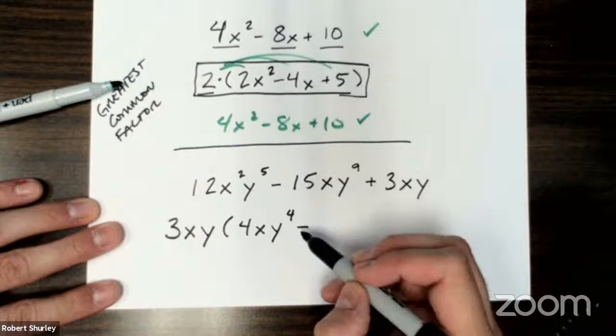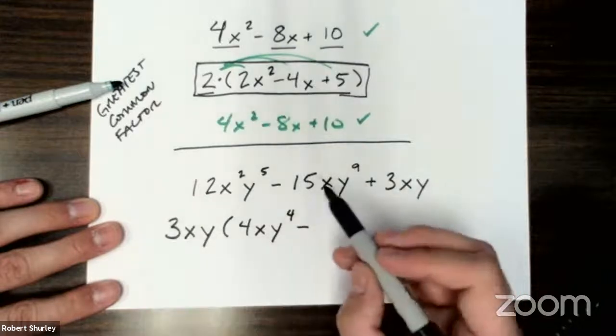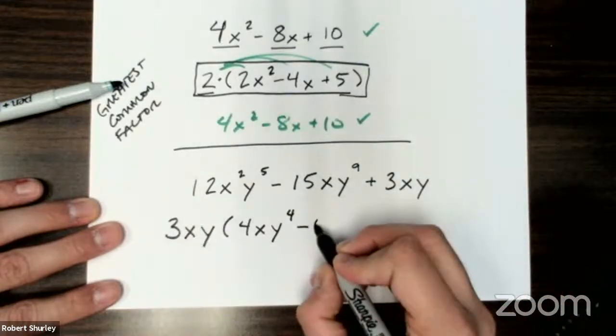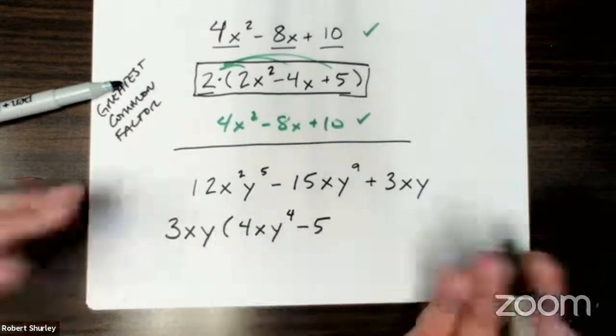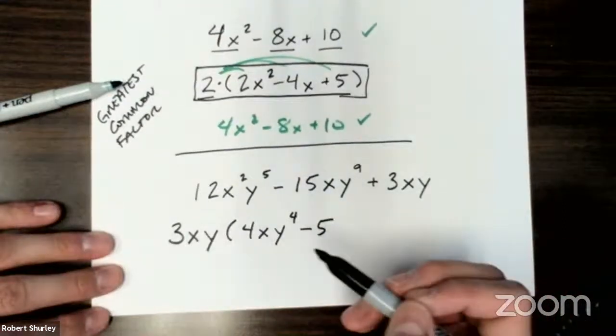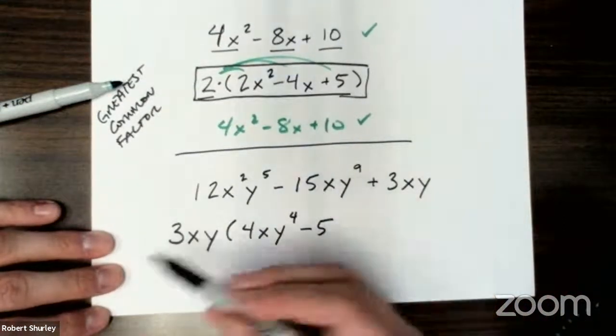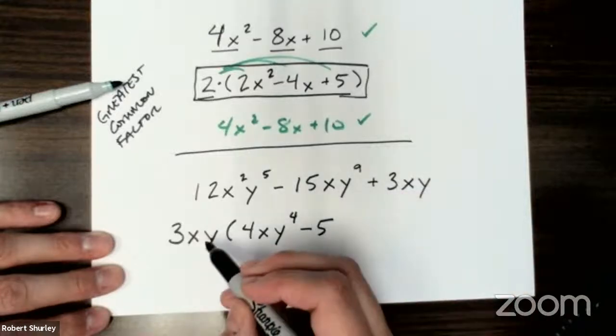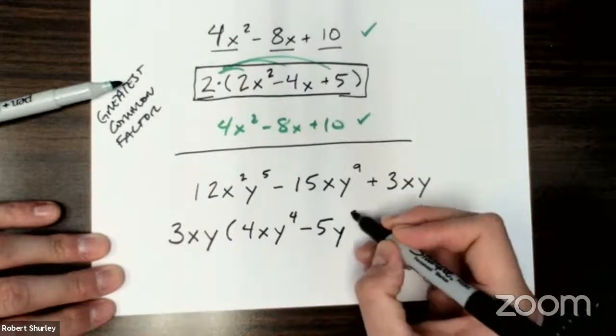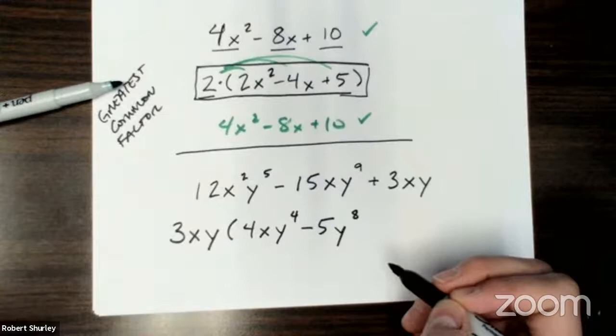And if we look at our second term, I'm going to keep the sign because I didn't take the sign out. 15 divided by 3 is 5. X divided by x, okay, that's out, right? That cancels, because we factored it completely out. Y to the ninth, and y, that's going to leave me with y to the eighth.